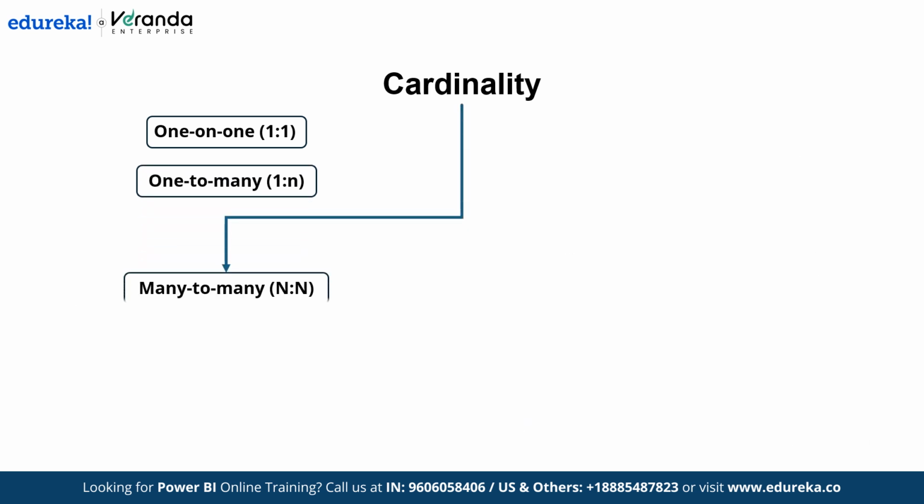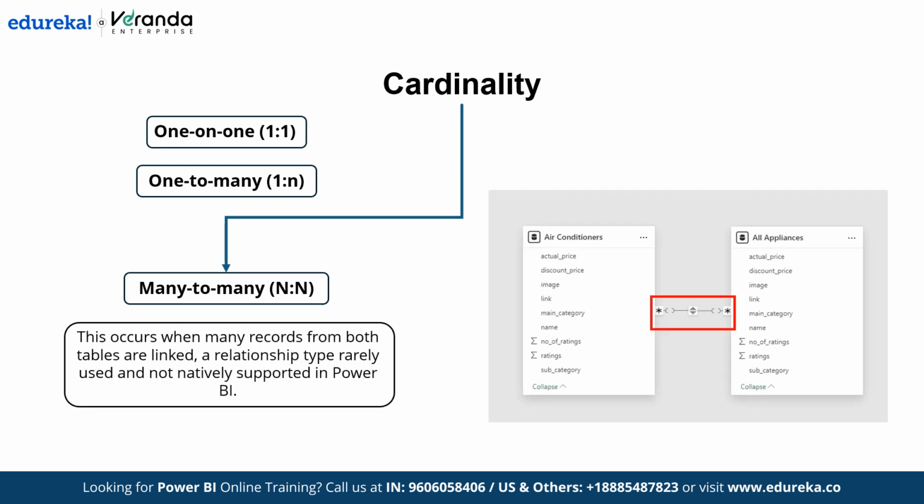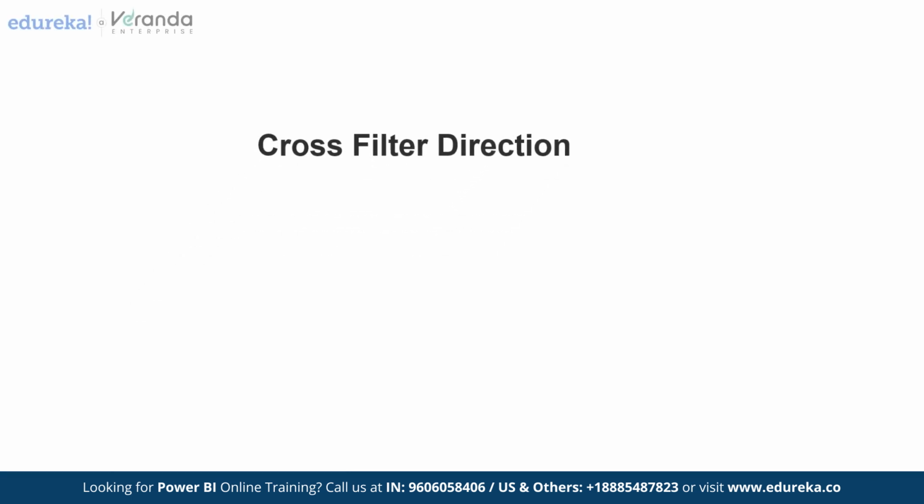The last we have is many-to-many. This happens when many records from the first table can be linked to many records from the second table. This relationship type is not natively supported in Power BI data modeling and is rarely used, which is shown in the picture now. Now let me tell you what is cross-filter direction.